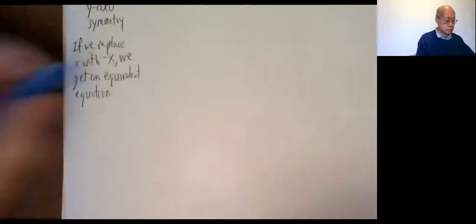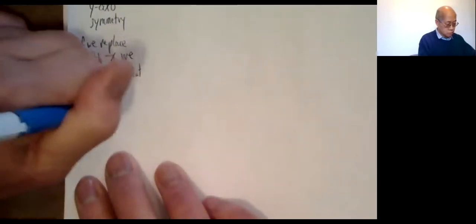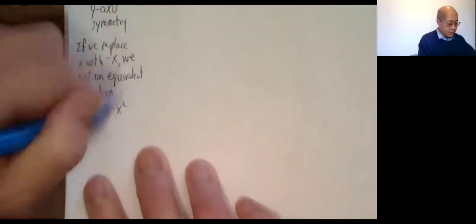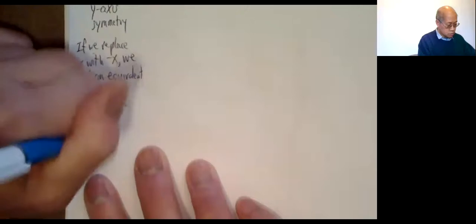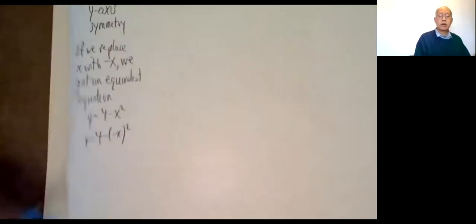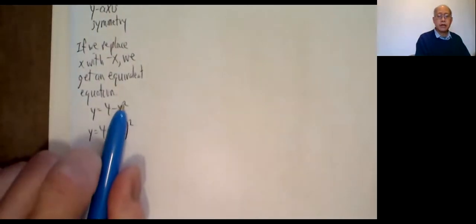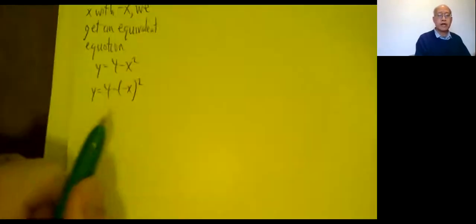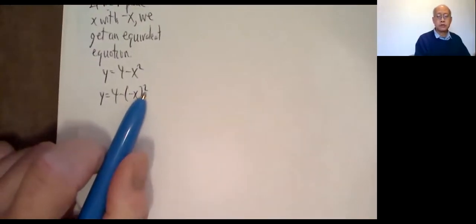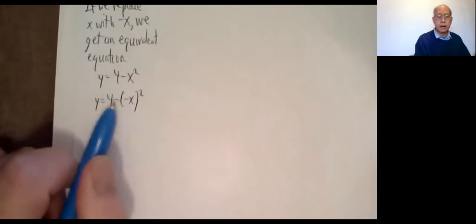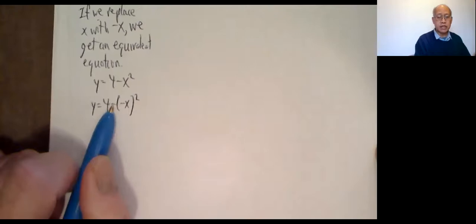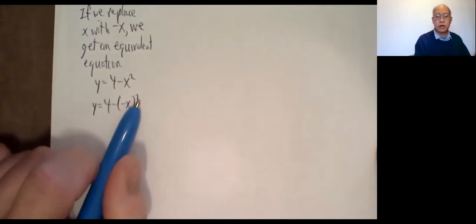Okay, so the original was y equals 4 minus x squared. If I replace x with negative x, it looks like this. So pretend you erase this x, put instead negative x in parentheses. But what is negative x squared? Yeah, it's the same thing as x squared. And by the way, in case you're wondering, this is not a double negative. This is really a subtraction. That's an exponent. Exponent has higher priority.